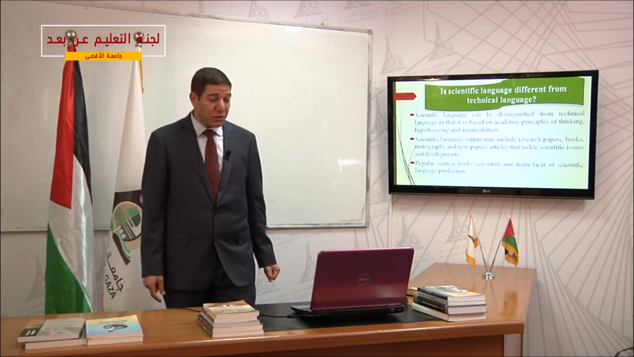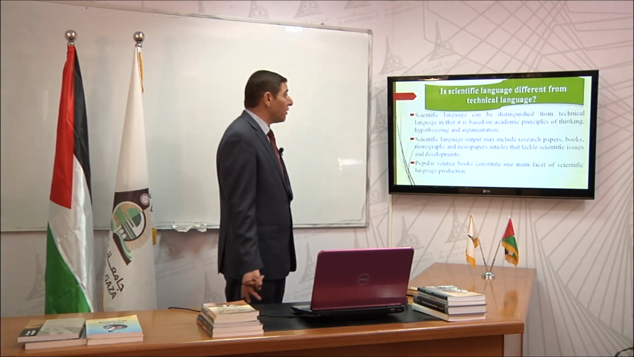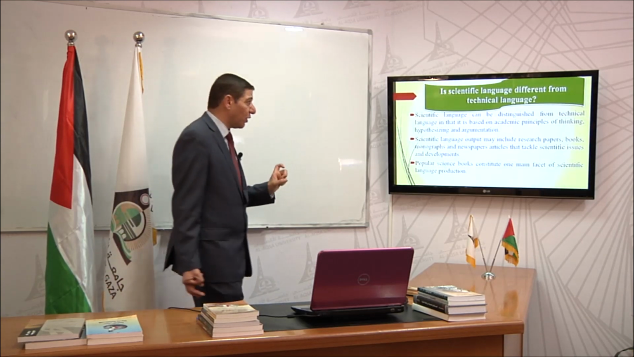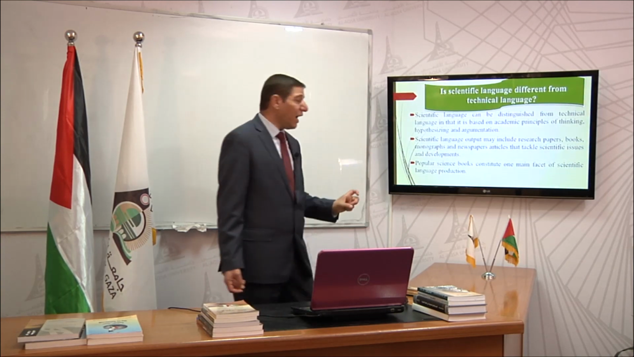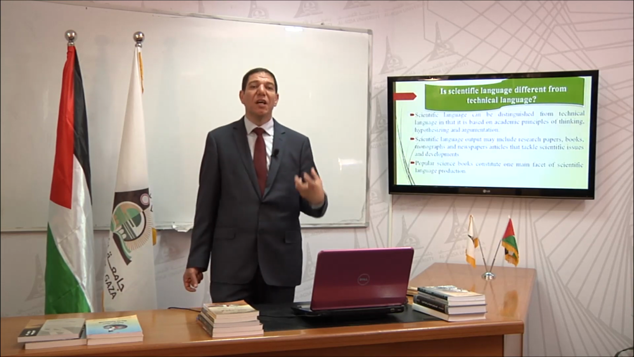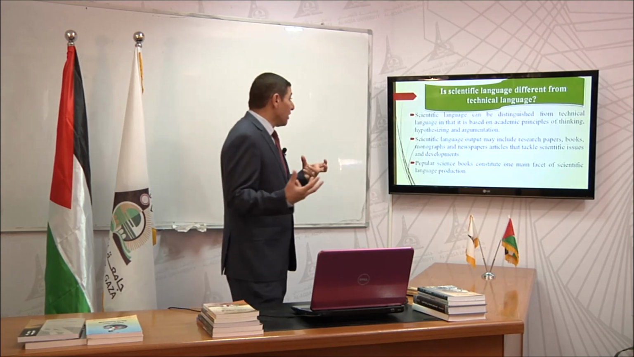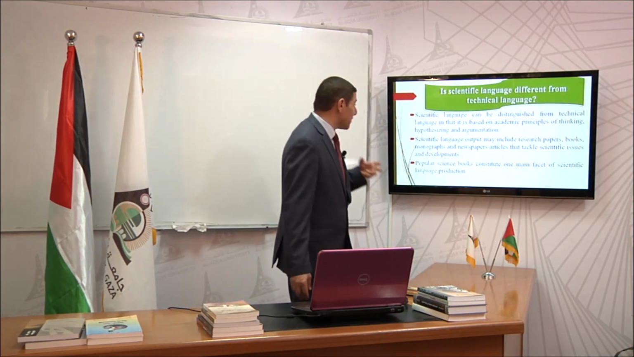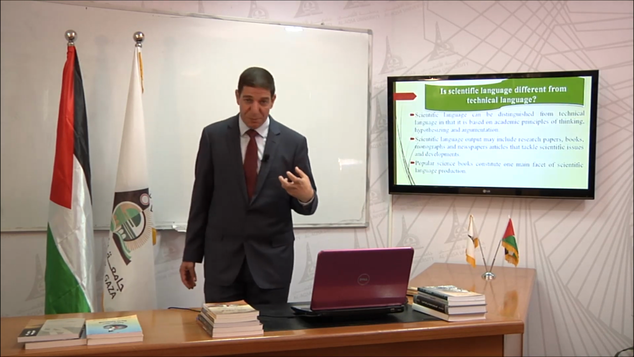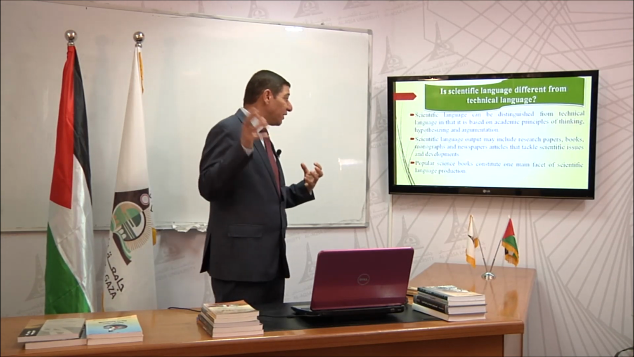Is scientific language different from technical language? I assume that you already have the answer. Scientific language can be distinguished from technical language in that it is based on academic principles, as we've mentioned before, of thinking, hypothesizing, and argumentation. Technical language doesn't have this highly intellectual apparatus, okay? Now, scientific language output may include research papers, books, monographs, and newspaper articles that tackle scientific issues and developments. Popular science books constitute one main facet of scientific language production.